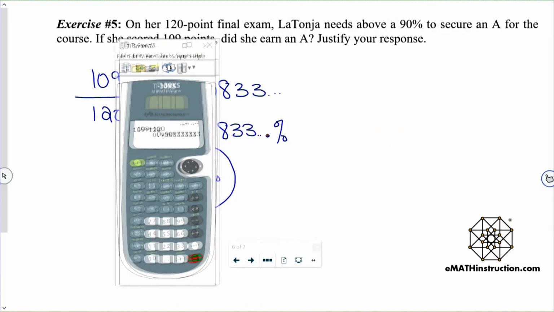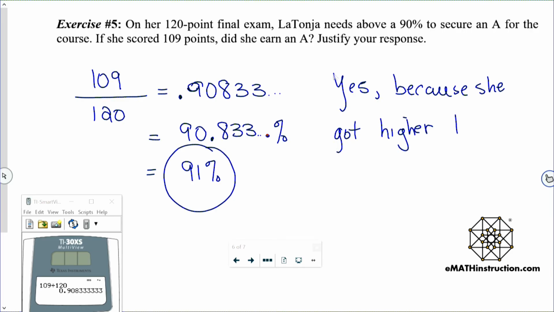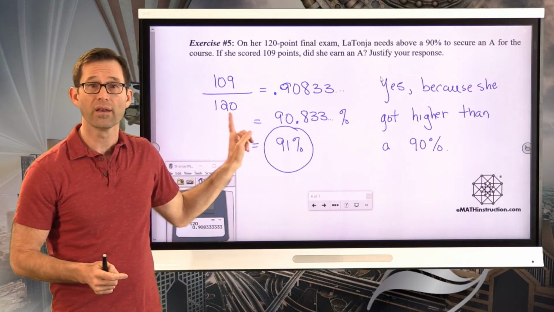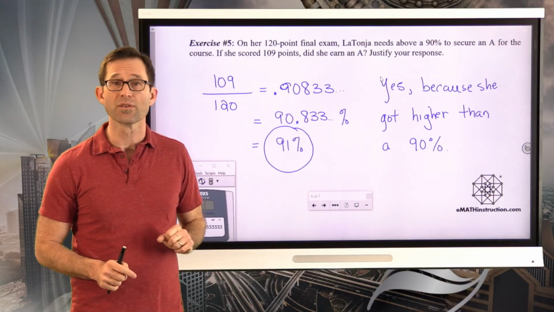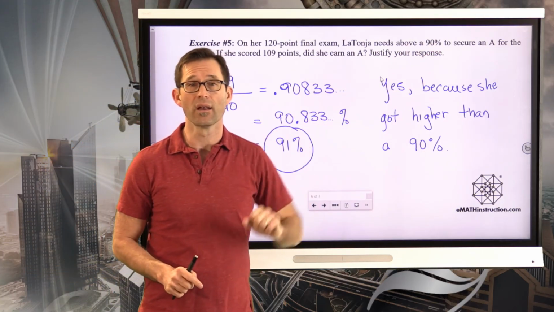We don't even have to round to the nearest percent. The plain fact is, yes, because she got higher than a 90%. Not much higher, but the plain fact is she got higher than a 90%. And the only way to know that is by setting up that ratio, 109 to 120, figuring out what it is in terms of a decimal, converting that decimal into a percent, and then comparing it to what she had to get, which was that 90%.